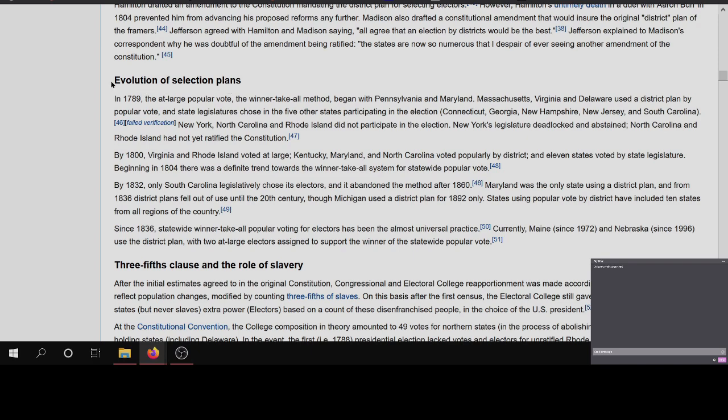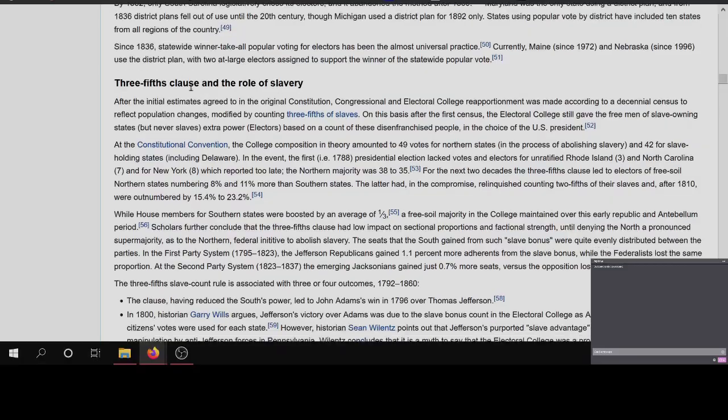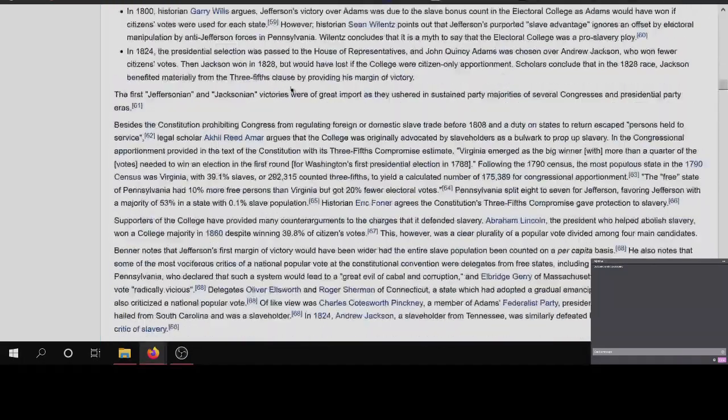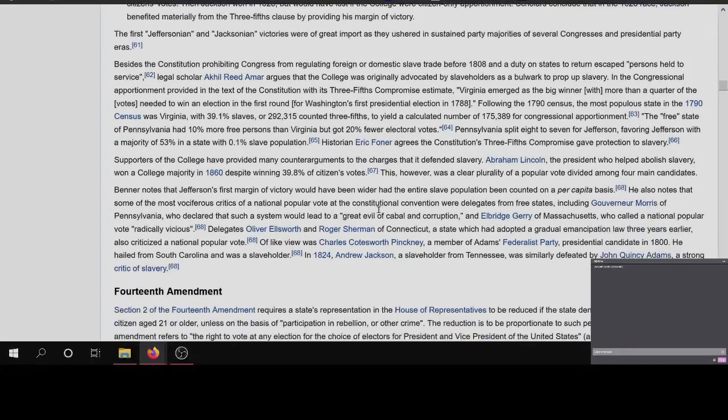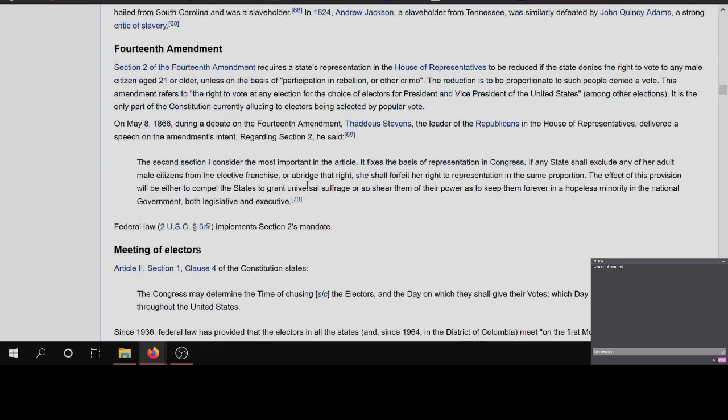Okay, let's just read the headlines. Evolution of selection plans, and you have the dates that correspond. The 3/5 clause and the role of slavery. We discussed that. So in 1824, Andrew Jackson, a slaveholder from Tennessee, was similarly defeated by John Quincy Adams, a strong critic of slavery.